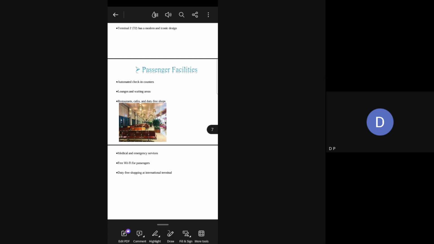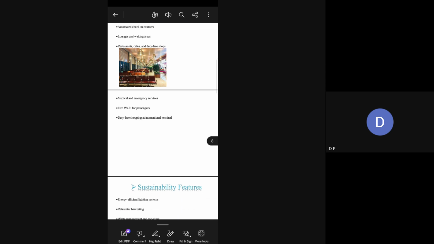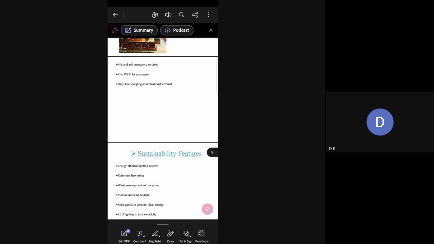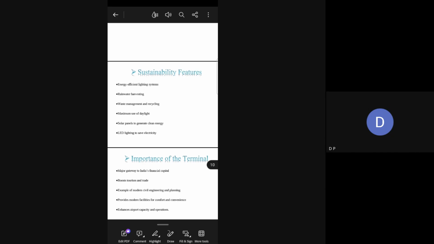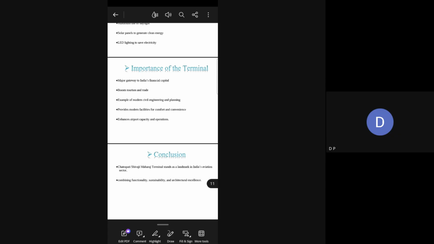Passenger facilities: automatic check-in counters, luggage and waiting areas, restaurants, cafes, and duty-free shops. This is the image of the facilities for passengers. Medical and emergency services, free Wi-Fi for passengers, duty-free shopping in the international terminal. Sustainable features: energy-efficient lighting systems, rainwater harvesting, water management and recycling, maximum use of daylight, solar panels to generate clean energy, and LED lighting to save electricity.